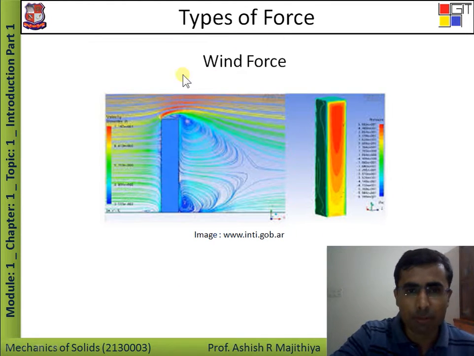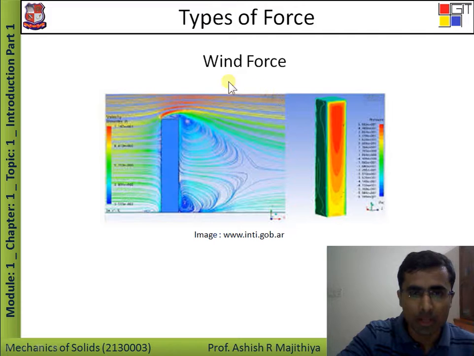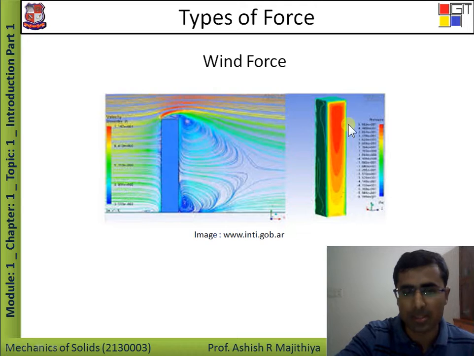The next is wind force. It is generally considered in structural design problems in civil engineering, and it is an example of a distributed force because it acts upon a large surface.